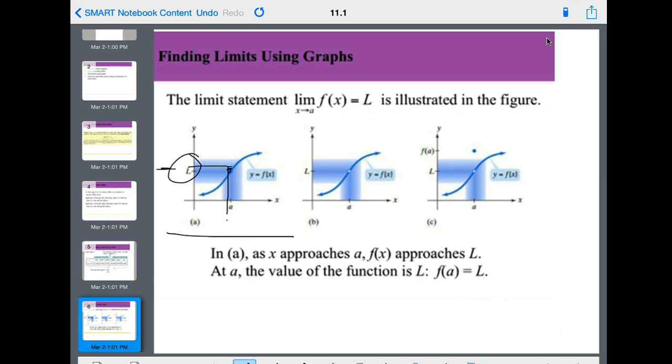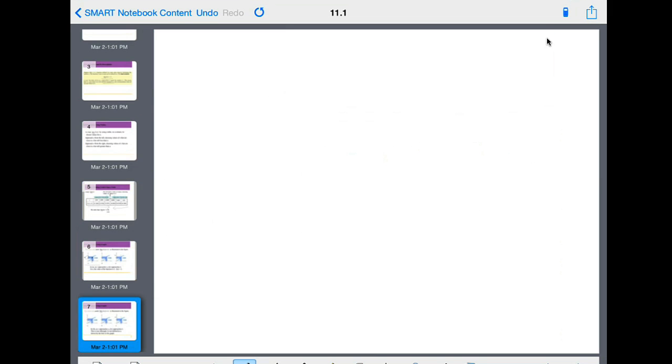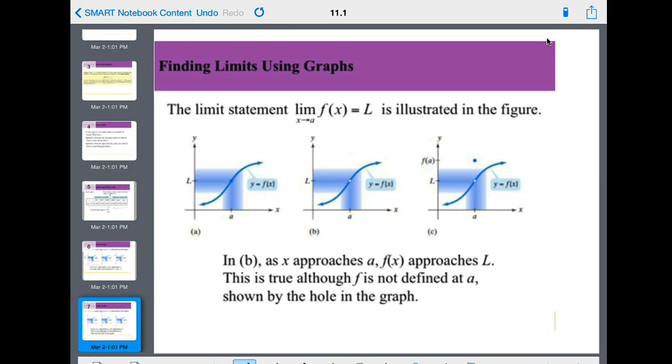Now the B case here. For B, as x approaches a from this side and this side, they both approach L again. They're getting closer and closer to that y value. But notice, it's not equal to that value. So it's not defined at a. But still, the limit is L. The limit is L because it's getting closer. We do not care what's happening at that point. We're worried about what happens as it gets close to that point.